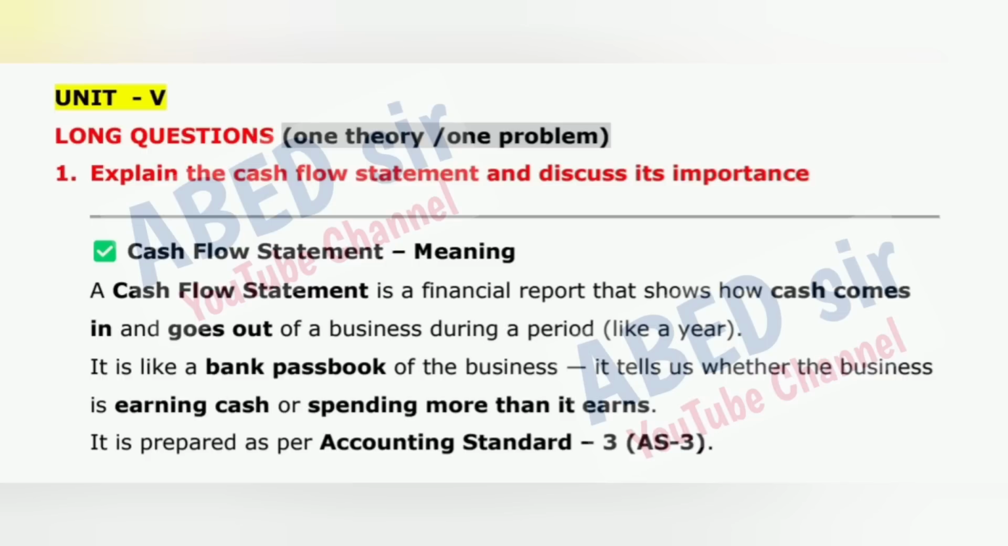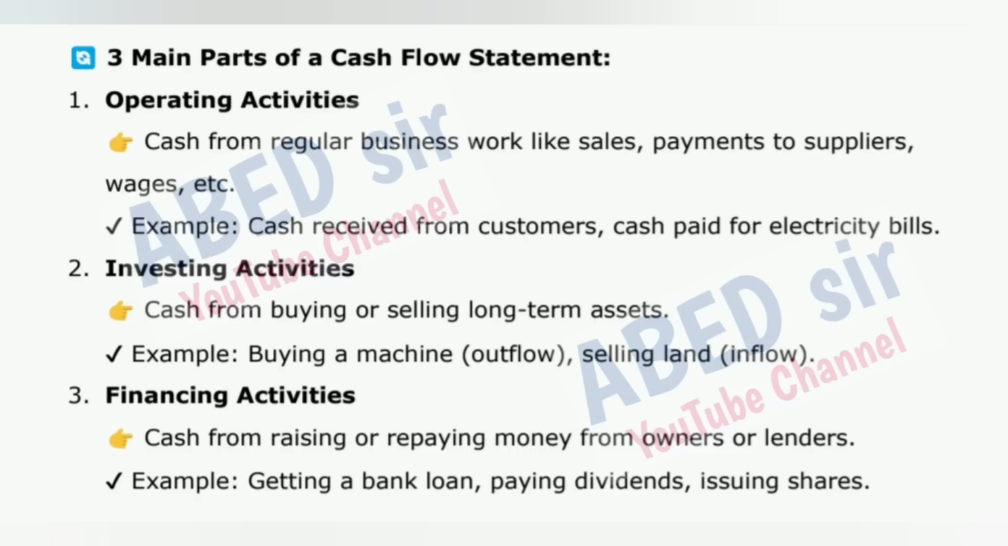It is like a bank passbook of the business. It tells us whether the business is earning cash or spending more than it earns. It is prepared as per Accounting Standard 3. AS 3 main parts of a cash flow statement. 1. Operating activities. Cash from regular business work like sales, payments to suppliers, wages, etc. Example, cash received from customers, cash paid for electricity bills.